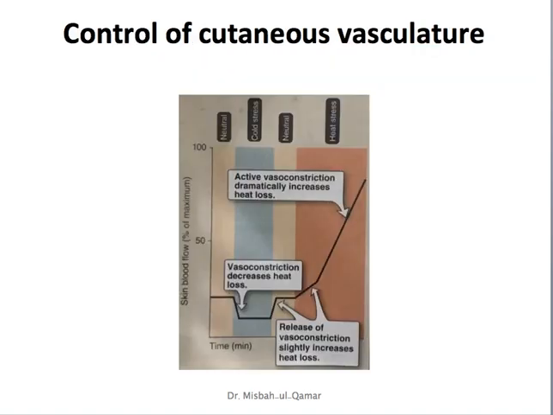Now, look at this diagram. This shows the control of the cutaneous vasculature through thermoregulatory responses. You see that postganglionic adrenergic nerves constrict the cutaneous arteries, veins, and the anastomoses. And when we remove this constrictor influence, and actively dilate the vessels, then it increases the blood flow through the cutaneous vasculature.